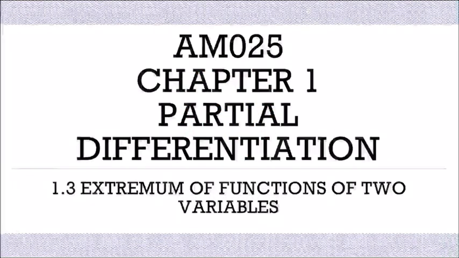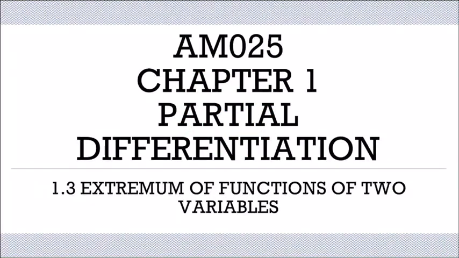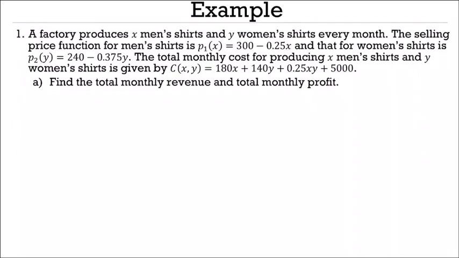In this video, we are going to continue about extremum of functions of two variables. The first example is a factory produces X men's shirts and Y women's shirts every month. The selling price for men's shirts is P1(X) and for women's shirts is P2(Y). The total monthly cost for producing X men's shirts and Y women's shirts is given by C(X,Y). Find the total monthly revenue and total monthly profit.